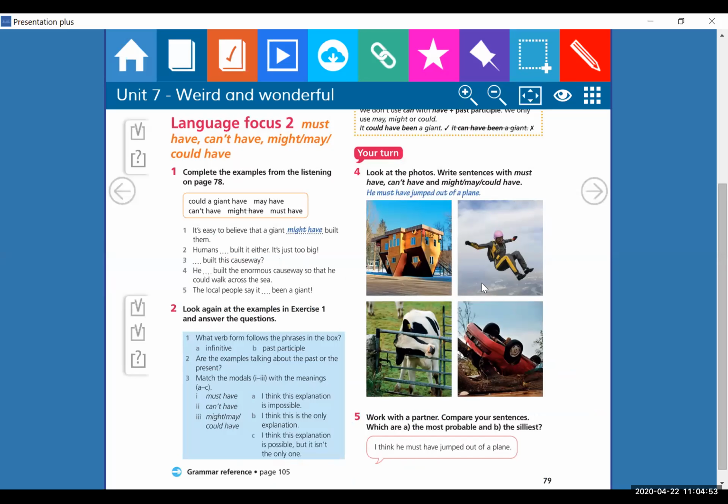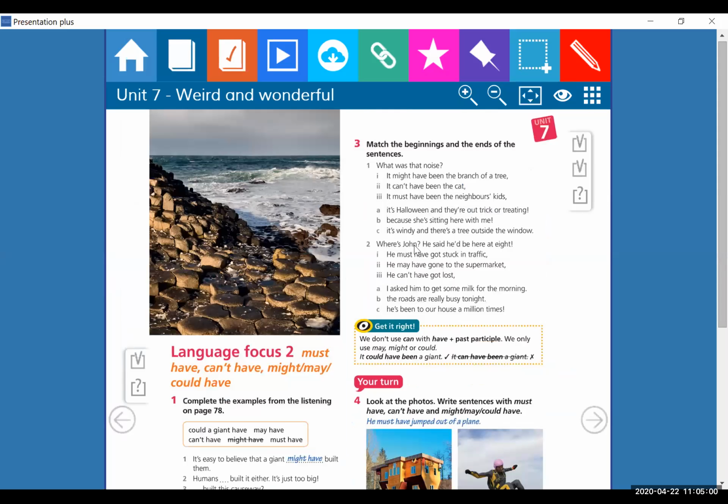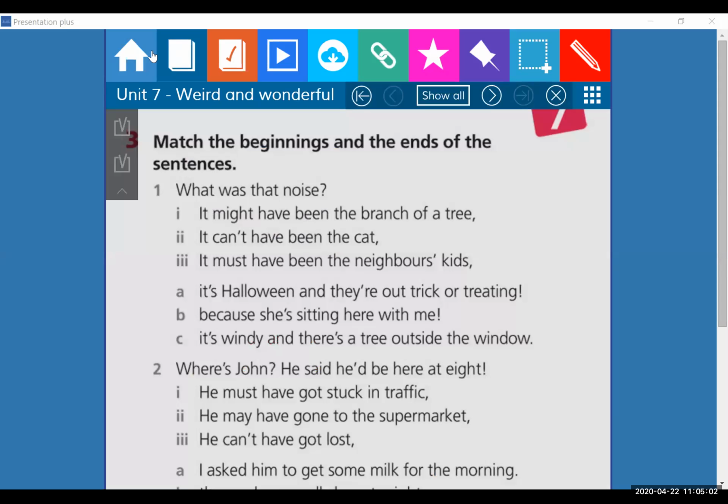And that's it. So we did the second exercise yesterday, remember? How about the third one then? There are some beginnings and the endings of the sentences. The first question, and the second one, where's John? He said he'd be here at 8. So the first one, let's try to find the answers.